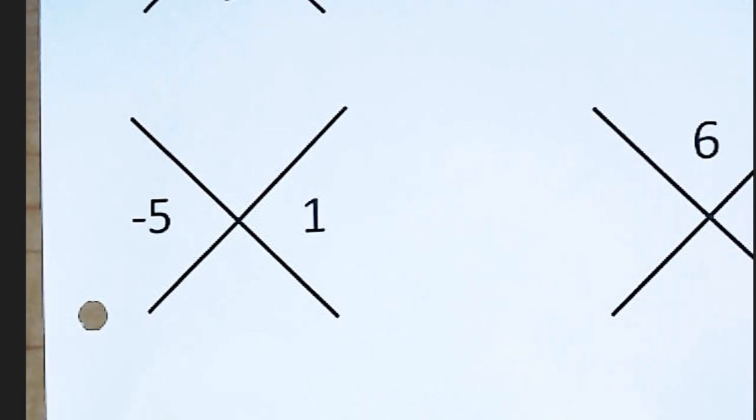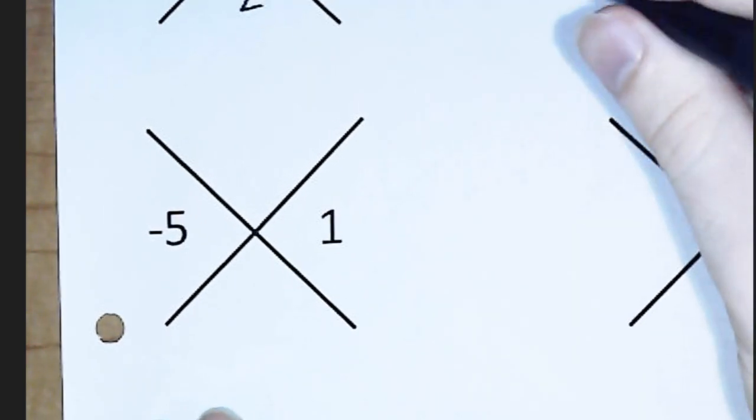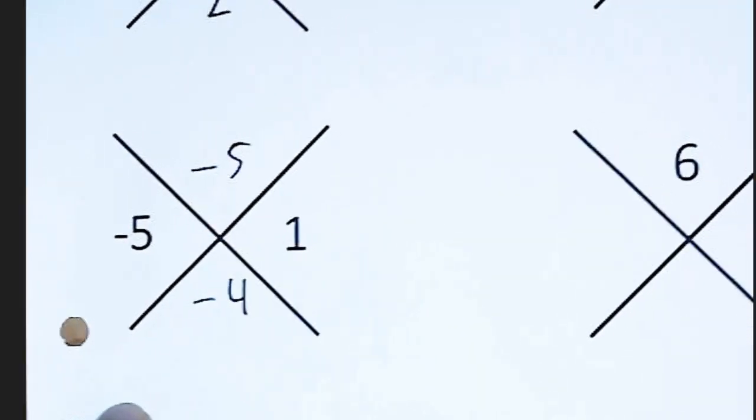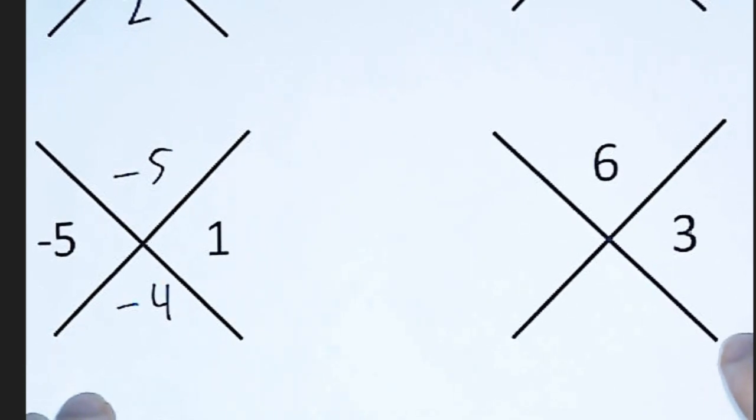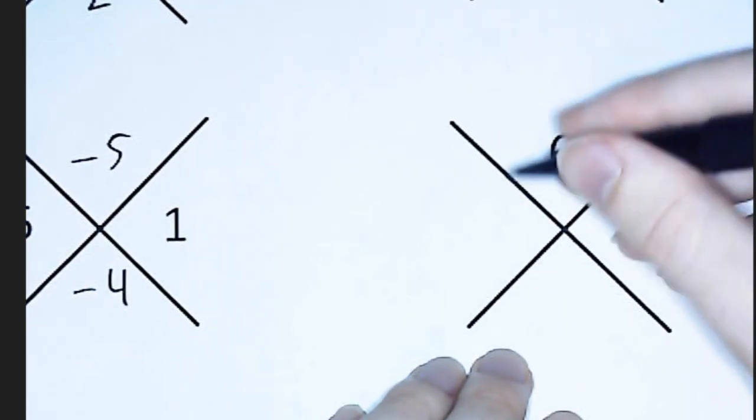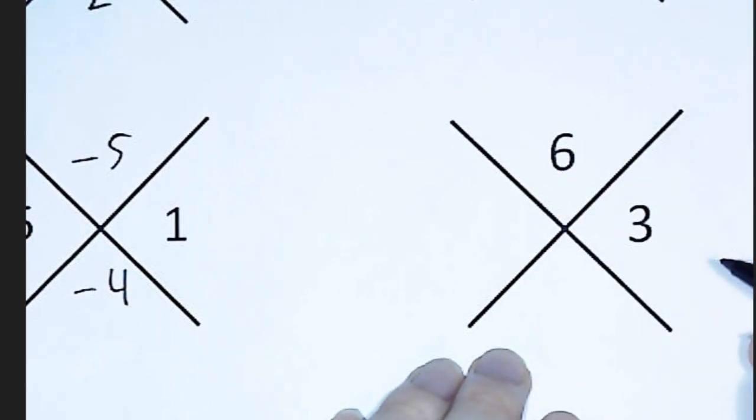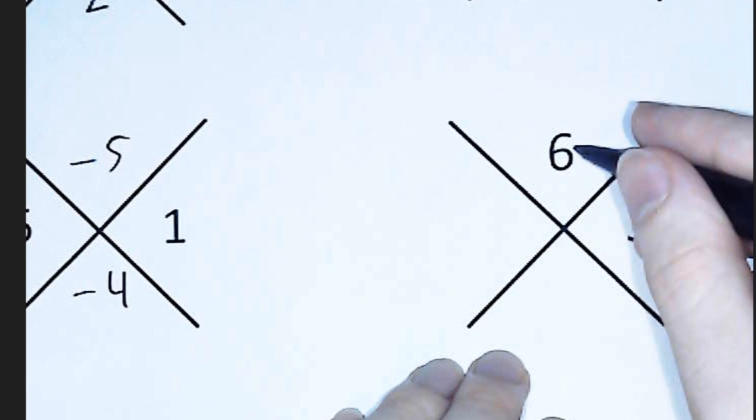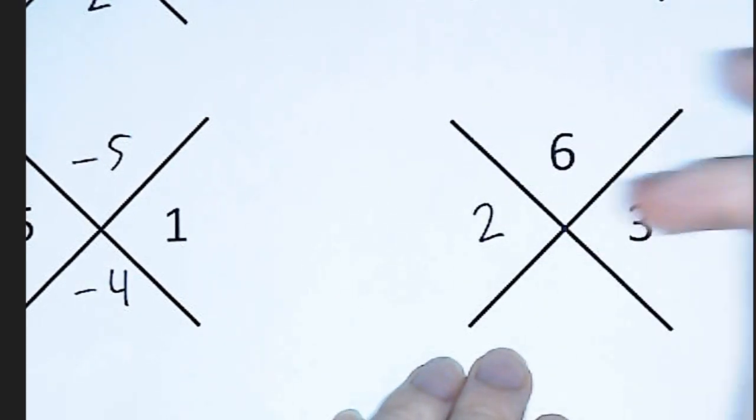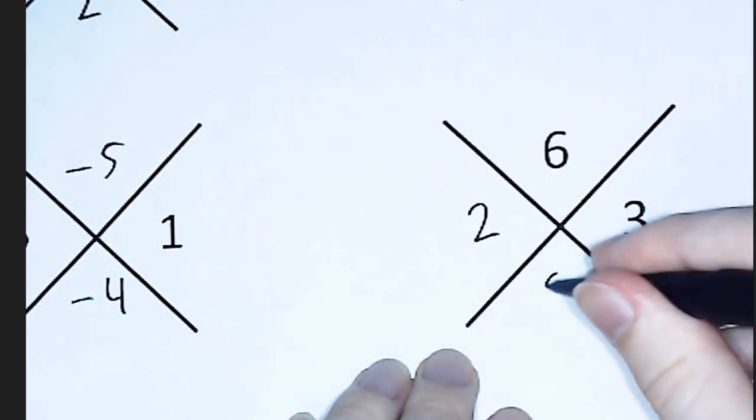Sorry, my cough's been getting worse. We should get -5 on top and -4 on the bottom. And for the last one, the product of the two sides is on top, so we have to think, what times 3 gives me 6? What times 3 gives me 6? And the answer to that is 2. So my other side number is 2, because the product of the two sides is 6. And now we can find the sum as well, which is 5.